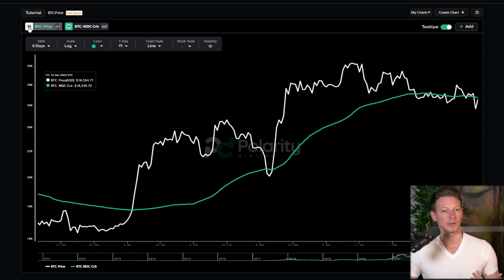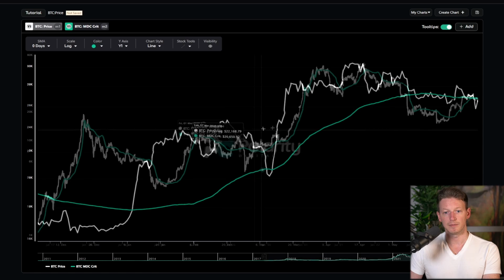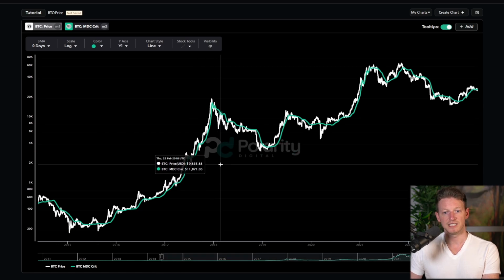And then we've created this interface here so you can see where you're storing each of the metrics. So these are both on Y1, in other words, this axis here. And these just go Y1, Y2, Y3, Y4, etc. All right. We have the Bitcoin price in white and then our MDC in green.